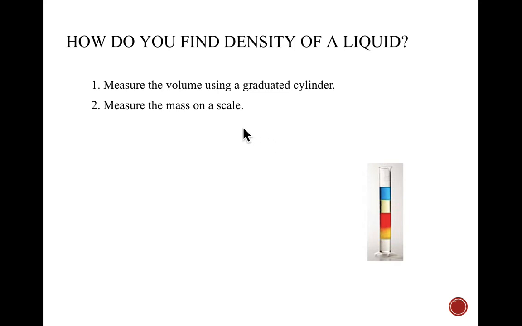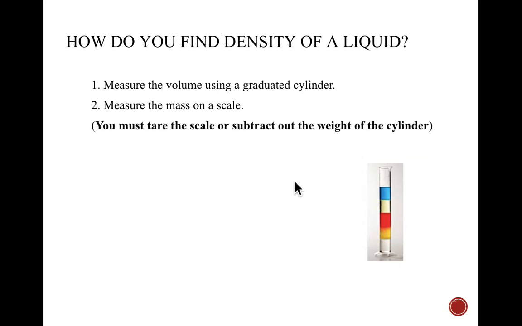And again, you'll have to be careful of that, because when you put it on the scale, you'll need to make sure that you subtract out the weight of the cylinder. You're not going to be able to pour the liquid directly on the scale. So you'll either have to put the cylinder on and tare it or zero it first, or you'll have to weigh the cylinder and subtract out.